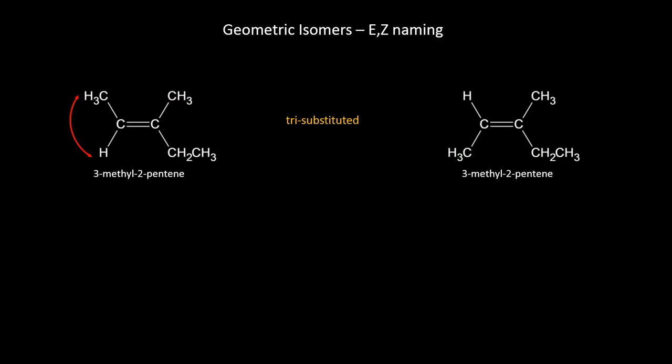You already know from the title that it is called the EZ system. It works by first determining which group on each double-bonded carbon has the higher priority. Higher priority comes from having a larger atomic number. For example, we look at the atoms that are directly connected to this carbon atom. The atomic number for carbon is 6, and for hydrogen 1. That gives this methyl group higher priority over the hydrogen atom.